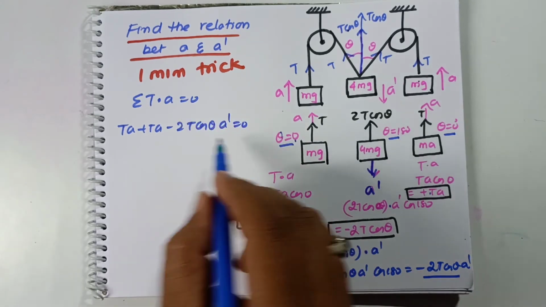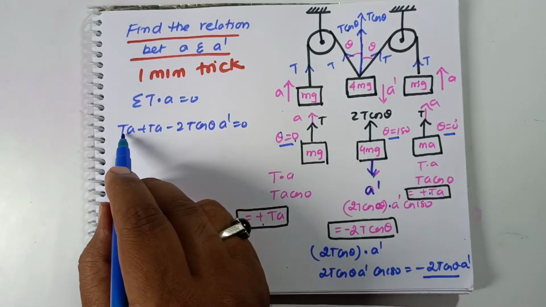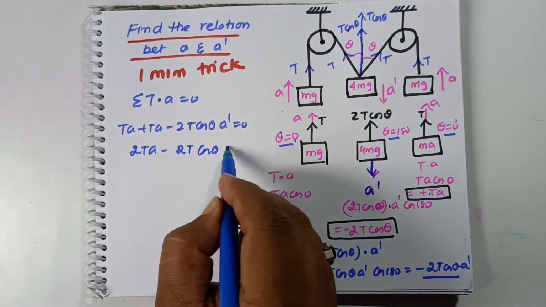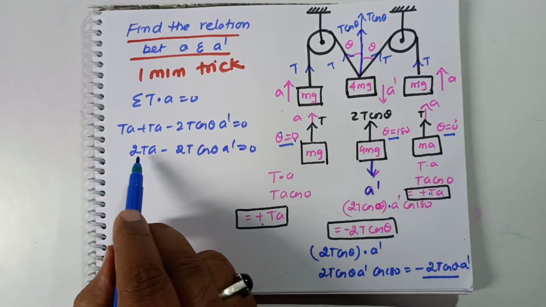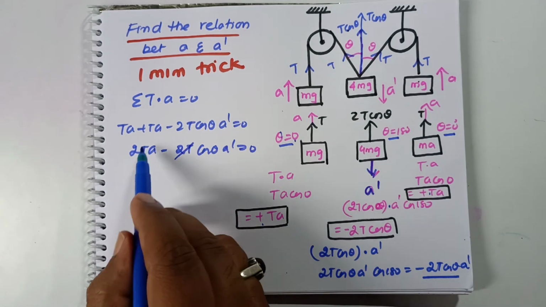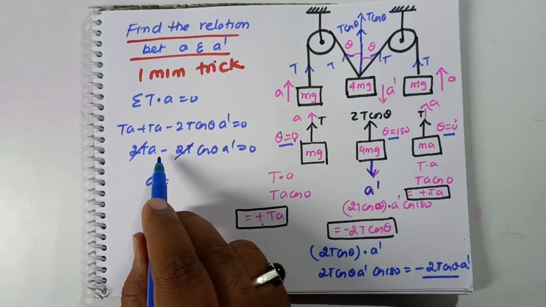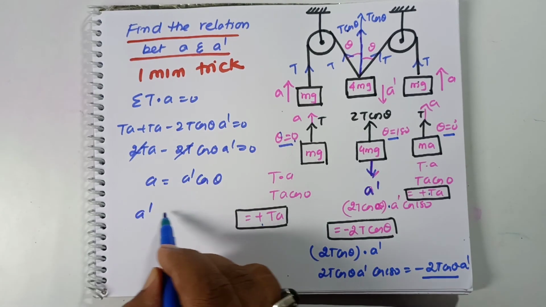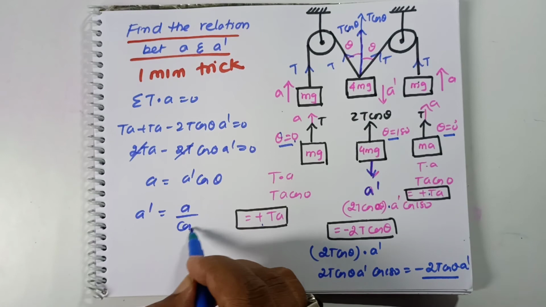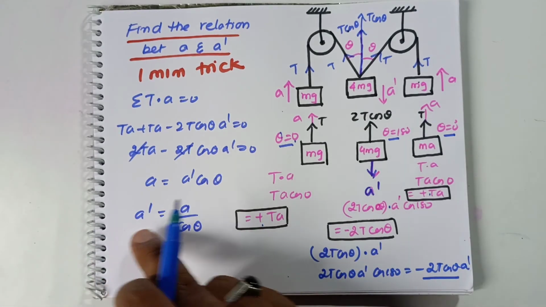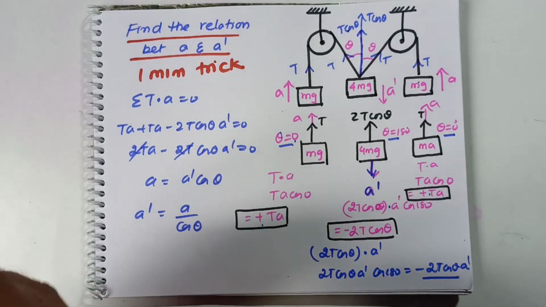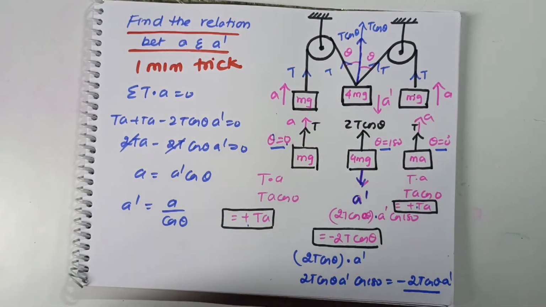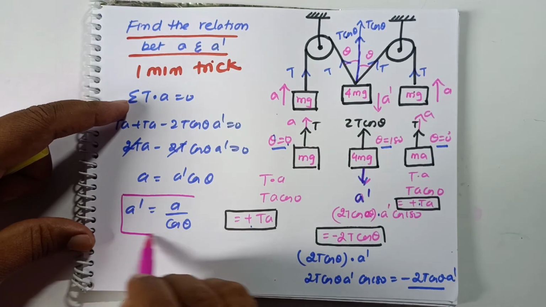Okay, so what is the relation? So TA plus TA will become 2TA, minus 2T cos theta into A dash is equal to 0. So 2T can be taken common and cancelled. These two are getting cancelled here. So A is equal to, this goes to the right side, becomes A dash cos theta. So therefore, A dash is equal to A by cos theta. So we got the relation between A dash and A, that is A dash is going to be A by cos theta here. Okay, so I'm writing this final relation here.